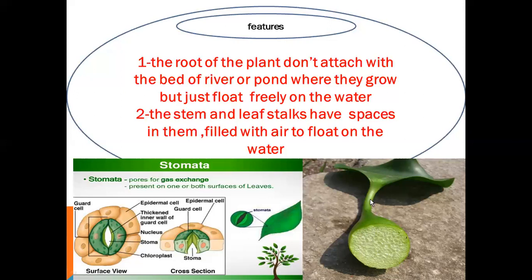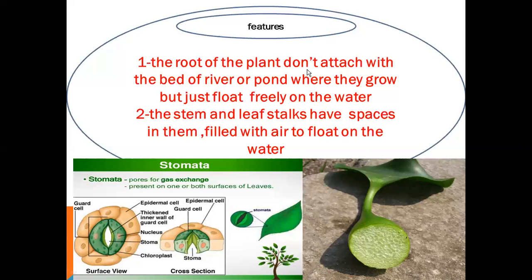Leaf stalk is the small part between the leaf and the stem. So there are more air spaces between these parts, and also inside the leaves and inside the leaf stalk. These air spaces help a plant to float. You can say it still floats in the water because it is filled with air. This is the first point.